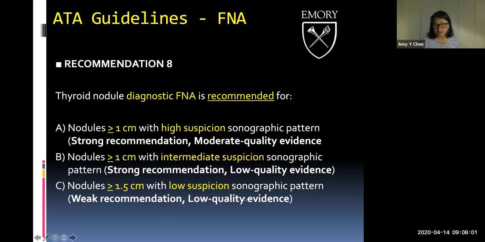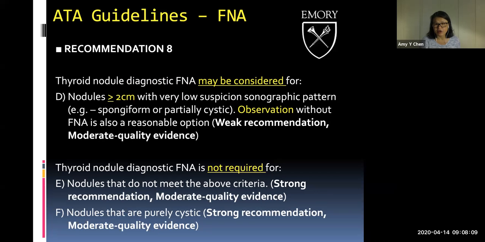Low suspicion sonography should only be biopsied if it's greater than or equal to 1.5 centimeters. And things that are very low suspicion should be greater than 2 centimeters before you even consider biopsying, or you can also do another observation period to see if it actually grows. Those that are cystic or do not meet the above criteria do not need a biopsy.